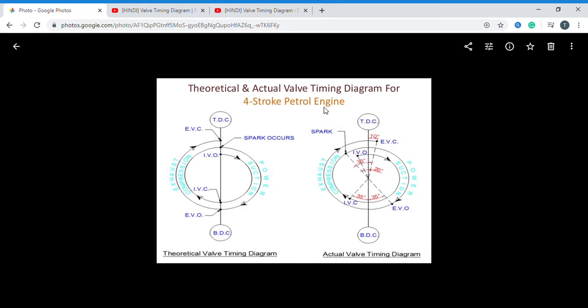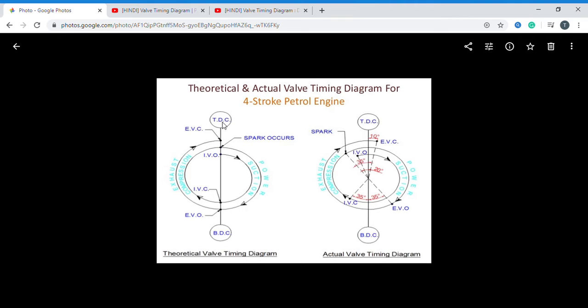Now first we will consider the four-stroke petrol engine. For this engine we have to draw the valve timing diagram, because the four-stroke petrol and four-stroke diesel engines have valves. So this is the theoretical valve timing diagram, and this is the actual valve timing diagram.